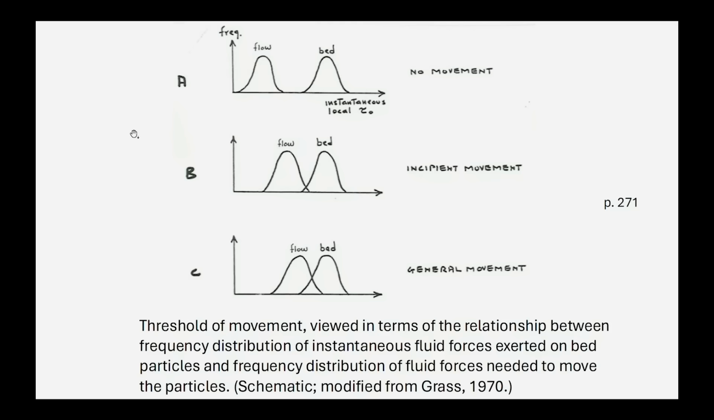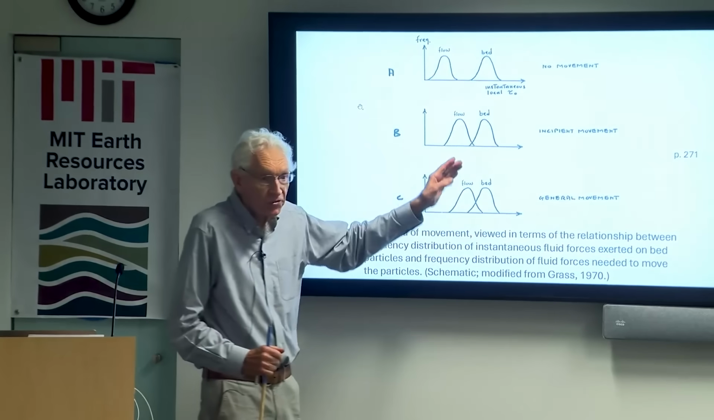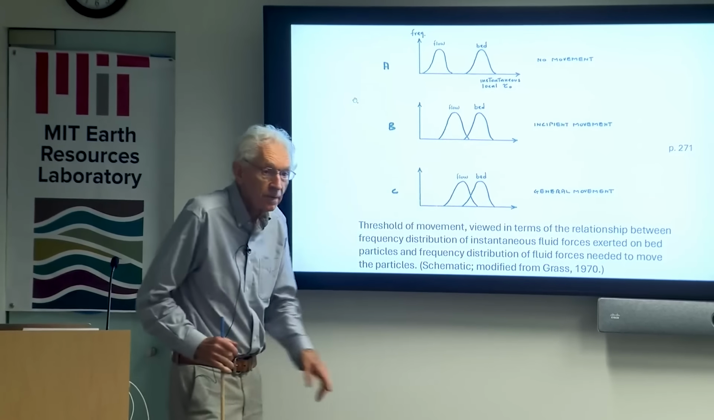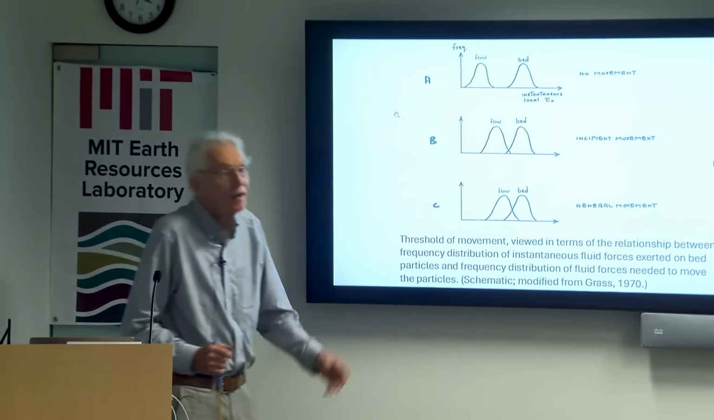But here's a nice graphic way of thinking about how it works. This distribution is a distribution of instantaneous shear stress on the bed. And it ranges from small to large depending on the turbulent eddies. Over the bed, that's the size distribution of the particles in the bed. So when there's no movement, clearly even the strongest flow doesn't move the most easily moved sediments, right? But as you increase the flow velocity, the bed size distribution stays the same, and the flow distribution shifts to the right. And it starts to overlap, and that's what we'd call incipient motion. And then eventually the flow overlaps the bed quite a bit, and we have general motion.